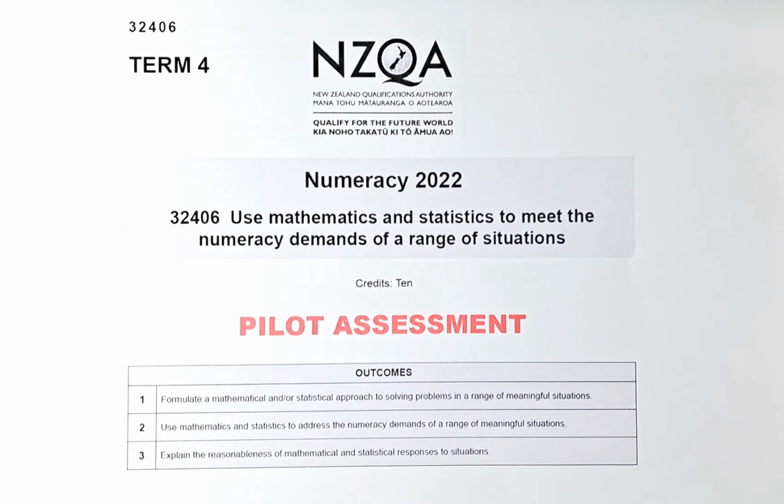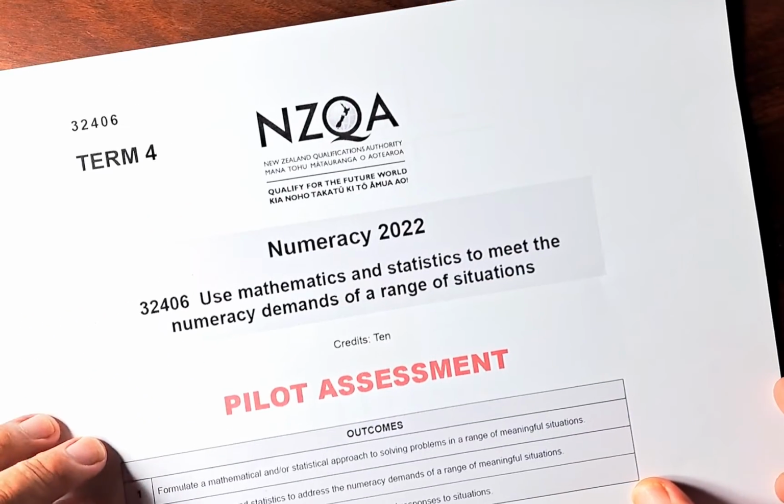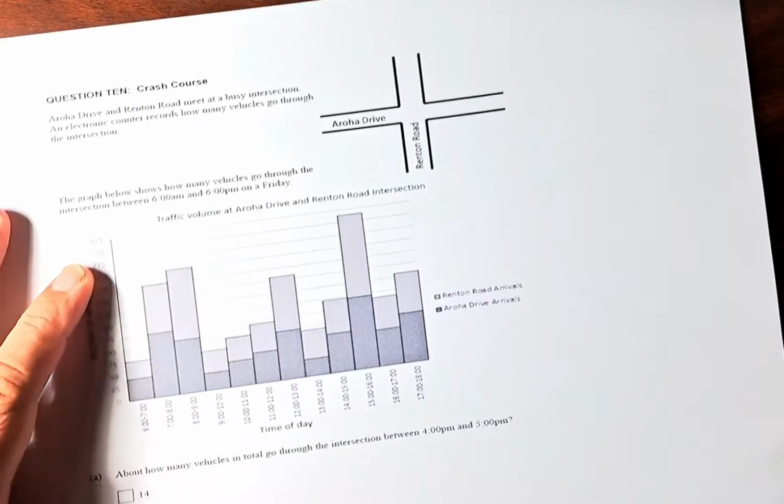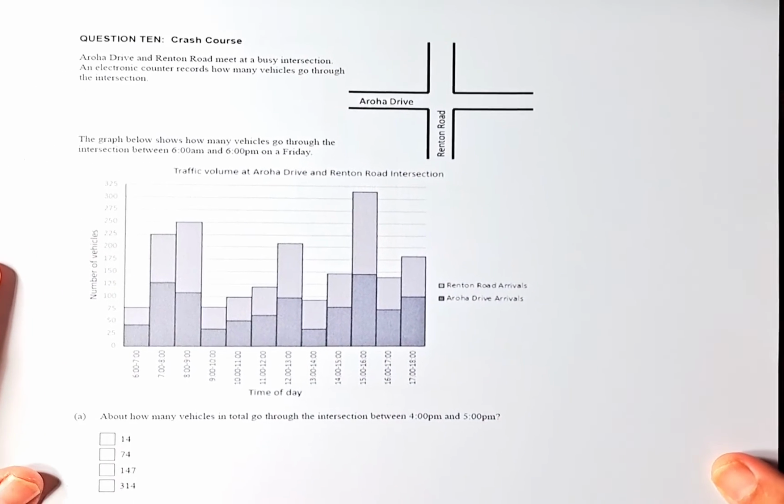As mentioned in the previous video, you need to get the sum of outcomes 1, 2, and 3 to pass this unit standard, and it is worth 10 credits. So without further ado, let's do question 10A. So 10A looks like this. Okay, so we shall put the paper aside, and now we're going to address 10A.